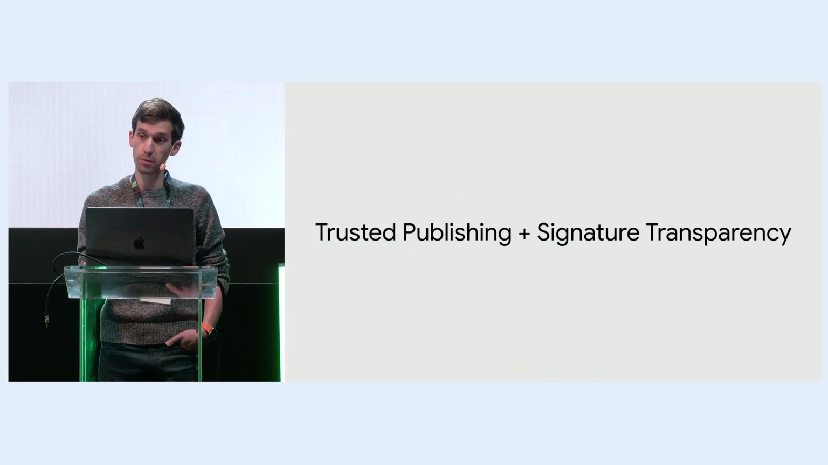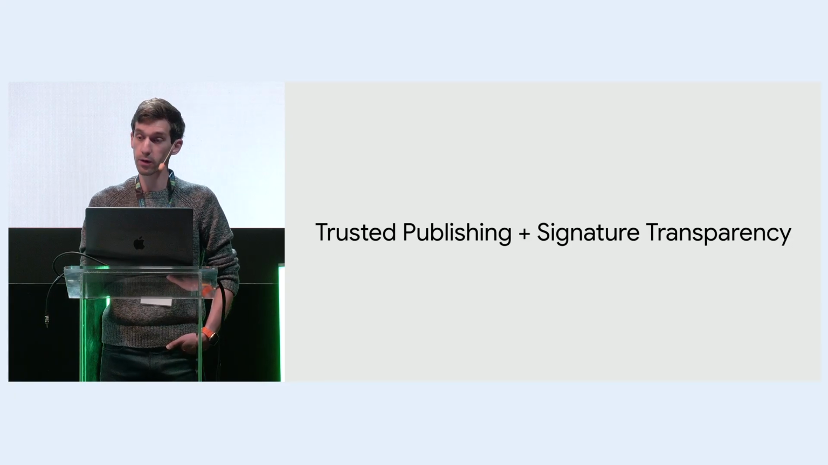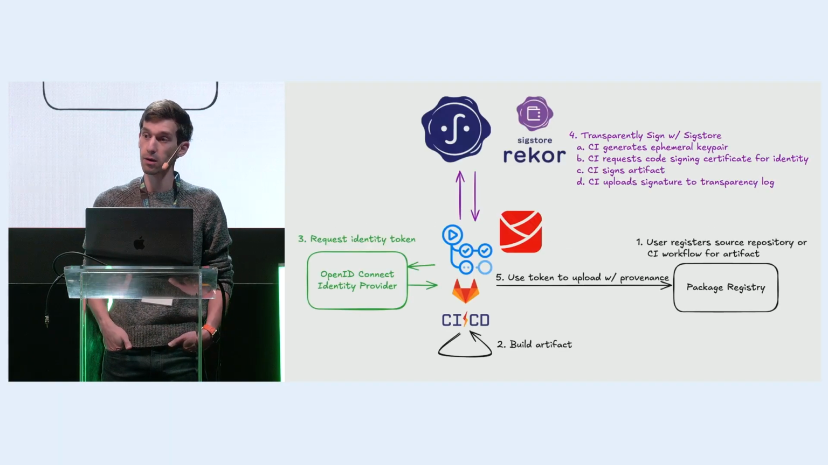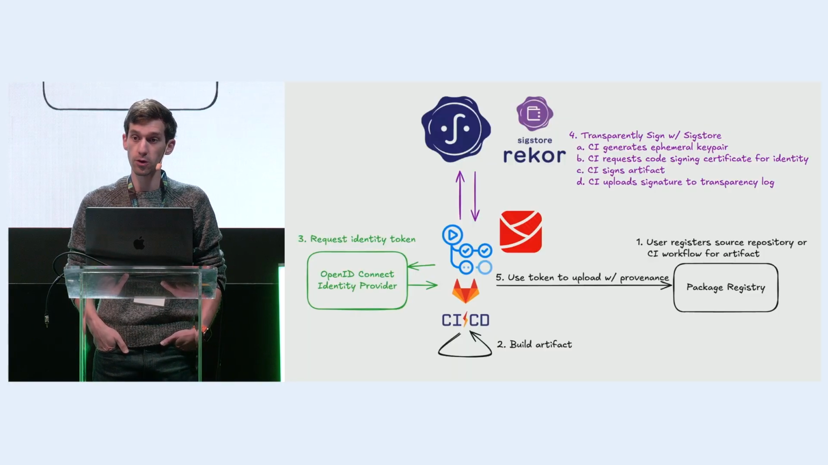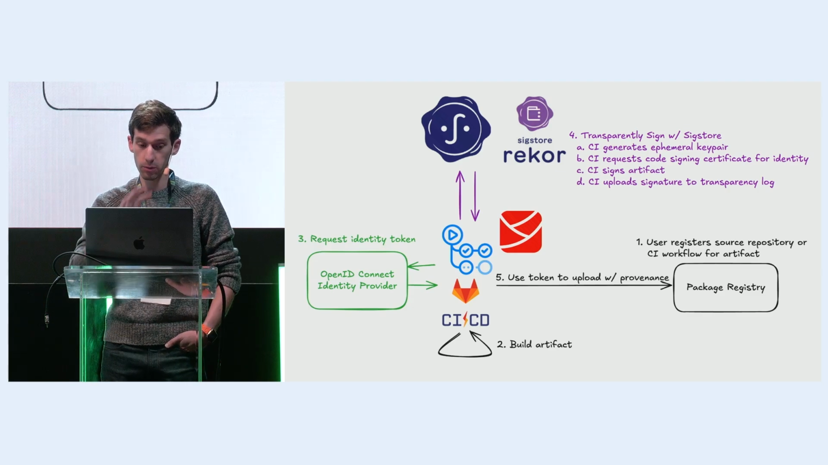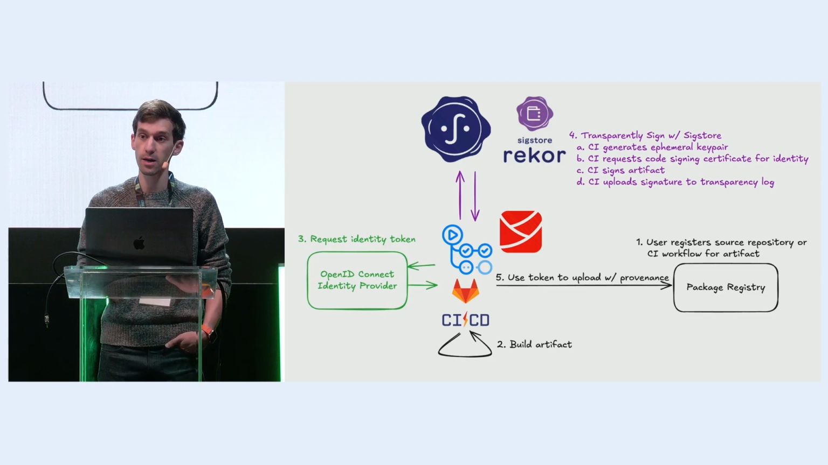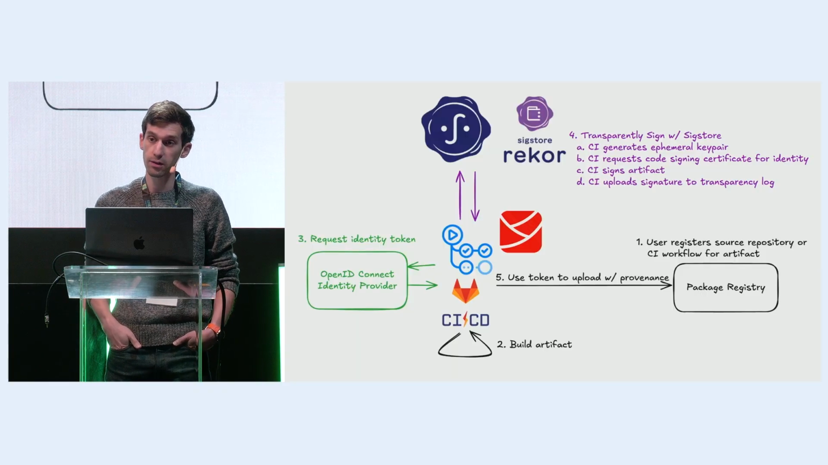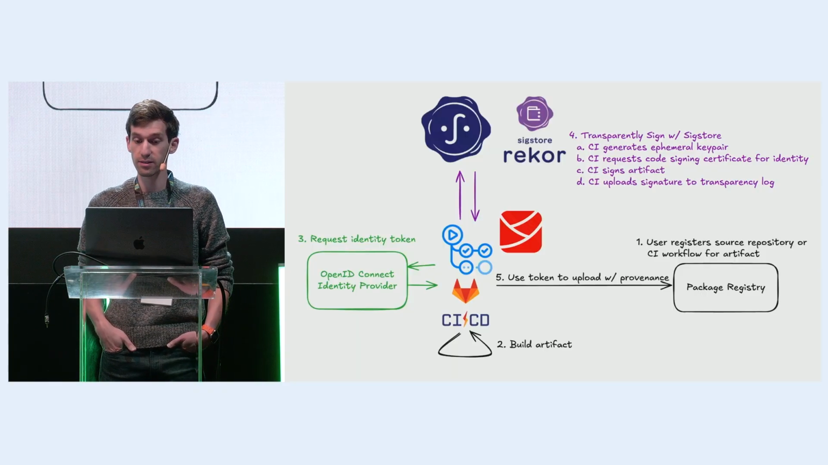So this is our first example where we can apply transparency. I work on a project called Sigstore, which is focused on signature transparency. And what's great about this trusted publishing workflow is it's very seamless to integrate transparency into this pipeline, so we can have discoverability for when artifacts are published. So everything's the same here, except there'll be an additional step where the CI is going to request a code signing certificate for this identity. And the CI pipeline will sign an artifact and then upload this signature to a transparency log.